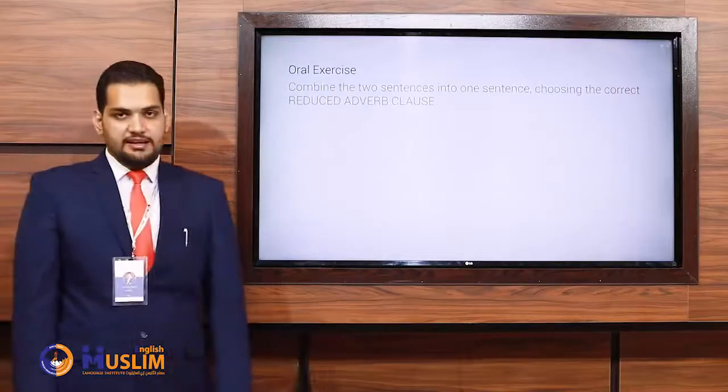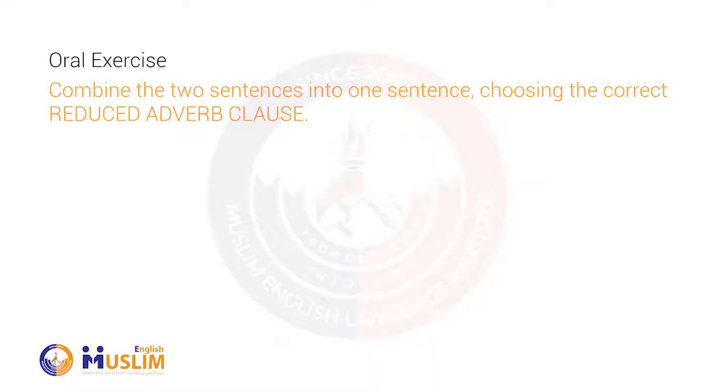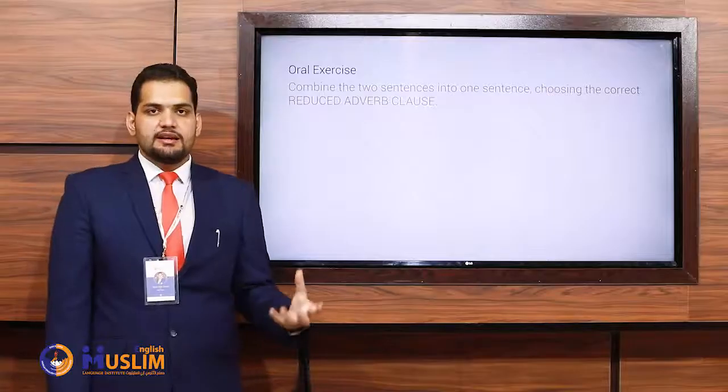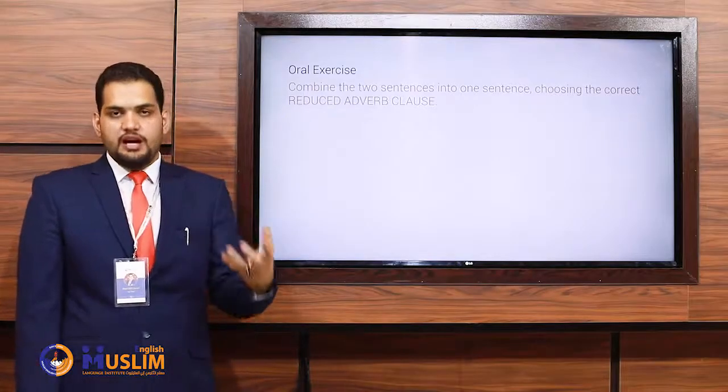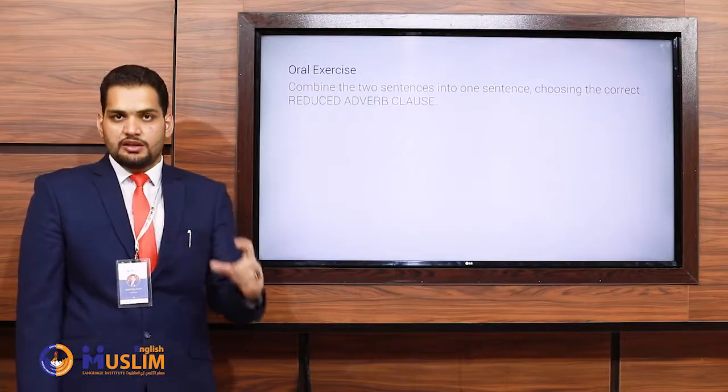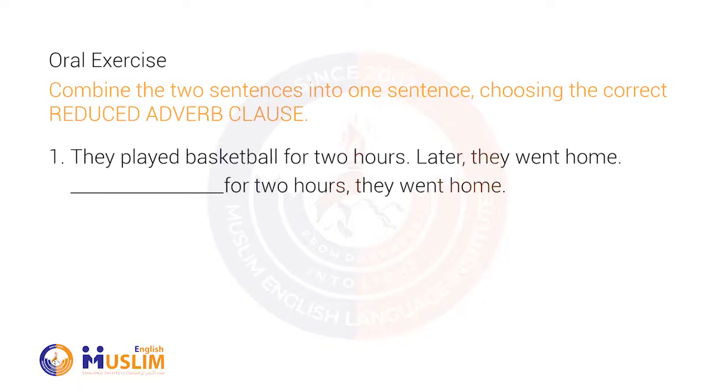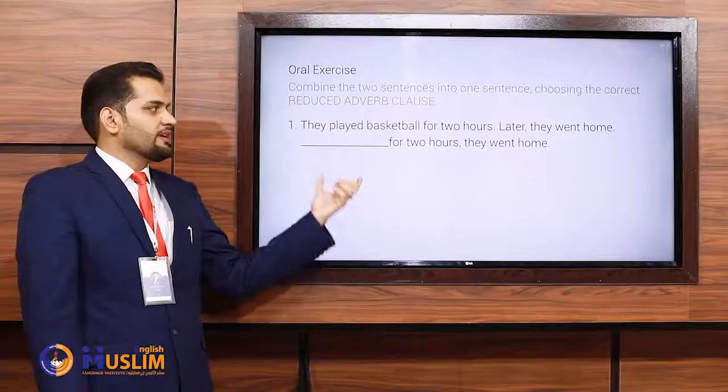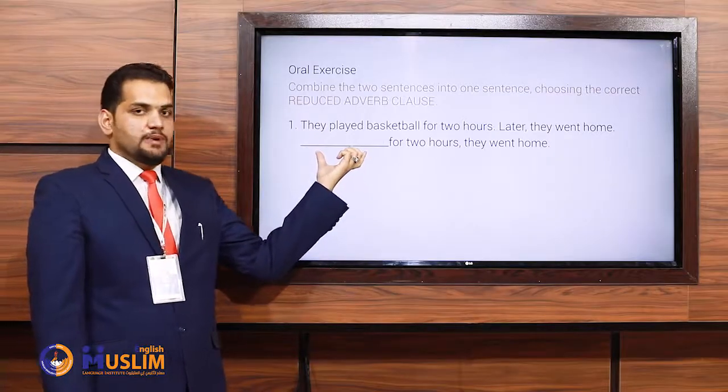Let's do an oral exercise. Combine the two sentences into one sentence, choosing the correct reduced adverb clause. In this exercise, you will be given 3 options. You have to choose the correct option. Now, for example, number 1. They played basketball for 2 hours. Later, they went home. Let's choose the correct option.